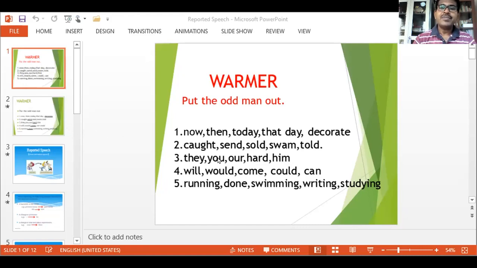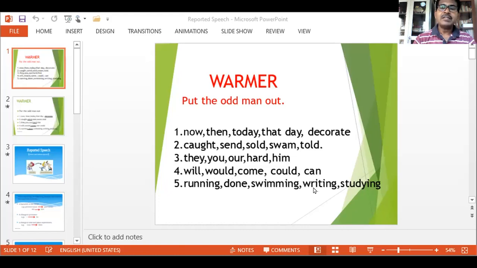Third set: they, you, our, hard, him. Hard is the answer since it's an adjective or an adverb. The others are pronouns. Next, number 4: will, would, come, could, can. The odd one is come. The others are helping verbs or modal auxiliaries, whereas come is a lexical verb.